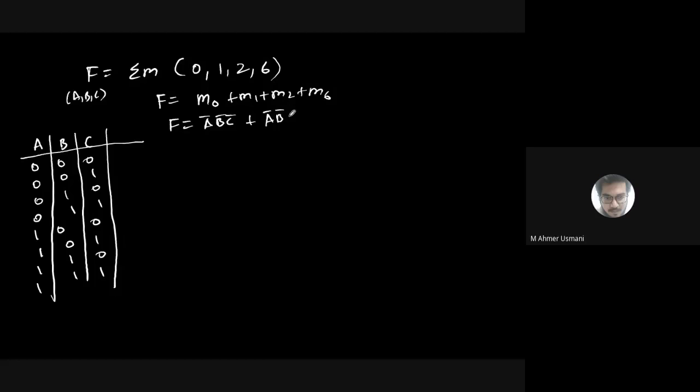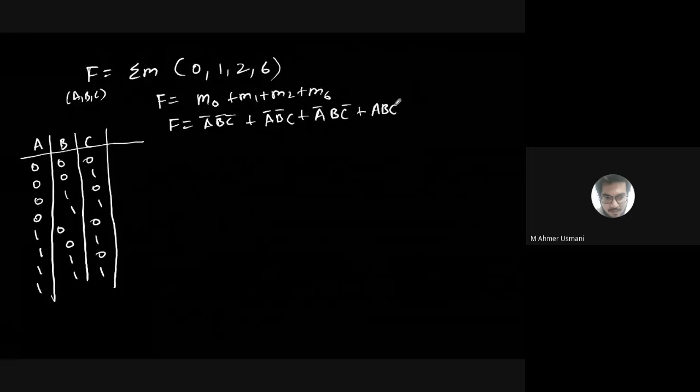What is m2? It is 0 1 0. What is 0 1 0? A bar, b, c bar. What is m6? M6 is nothing but 1 1 0. What is 1 1 0? A, b, c bar. So this is how we generally write it.